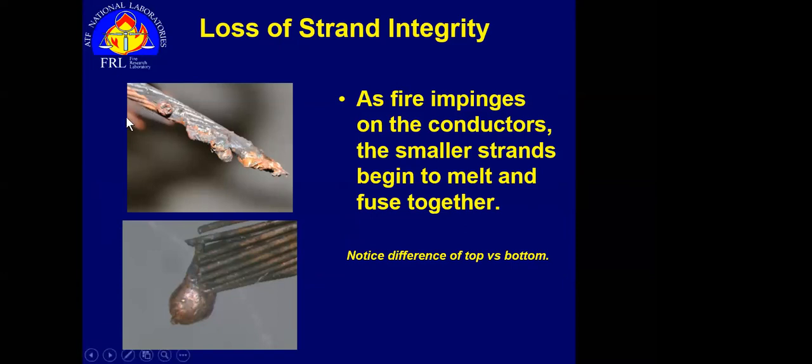On the top one, you can see on the upper left I've still got some individual strands visible. As I move further towards the severed end, I've got a lot more blistering and a lot less strand definition, and they all basically form one solid conductor. Versus on the bottom, I've got this nice sharp line of demarcation, and then all the strands working back this way are in perfect shape. They're completely intact and separated and kind of free. So it's a good indicator that this is probably more arc melting on the bottom as opposed to fire impingement on top.